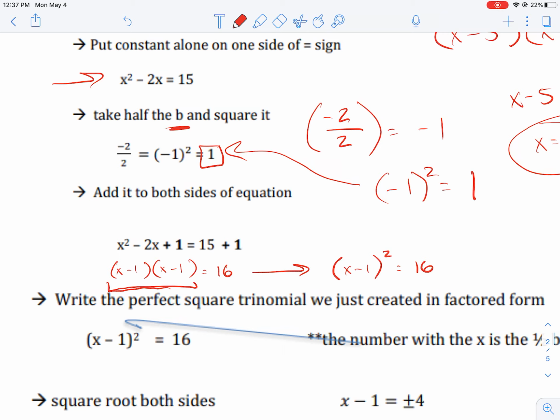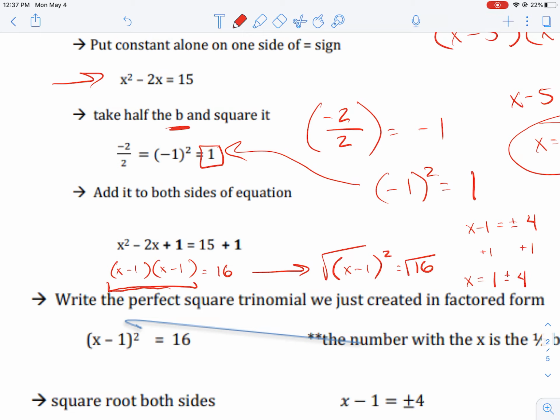Now we're just going to solve for x. In order to solve for x, take the square root of both sides to get rid of that x minus 1 being squared. So you're left with x minus 1 is equal to plus or minus, and the square root of 16 is just 4. Add 1 to both sides, so x is equal to 1 plus or minus 4.